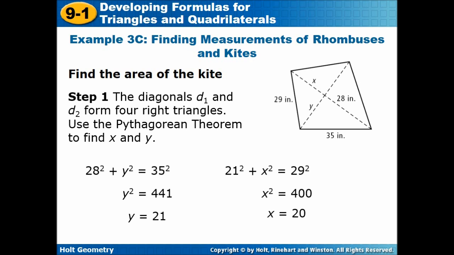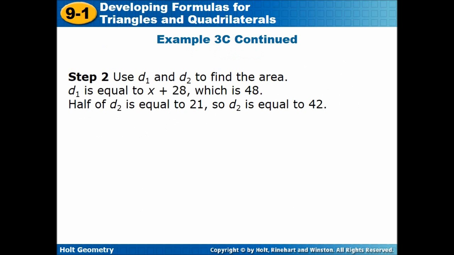So 21 squared plus x squared equals 29 squared. And again, after you've squared 21, you subtract that from 29 squared, and you get x squared equals 400. And of course, take the square root of that, and you get x equals 20. You now know what x and y are.